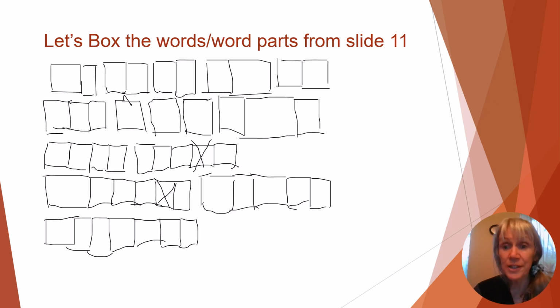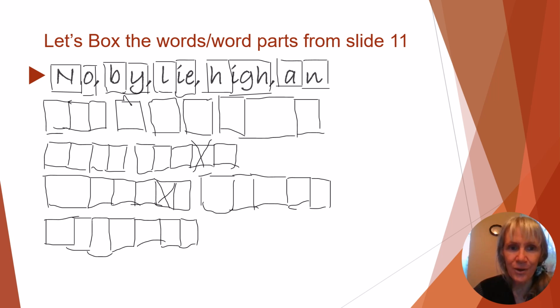So let's visually box those words we talked about in lesson 7, in slide 11, sorry. Let's begin with those 2 phoneme words: no, by, lie, hi, and an. This is how they will look in their sound boxes. My boxes are very messy. It doesn't really matter how messy they are as long as we see the distinction between each phoneme.